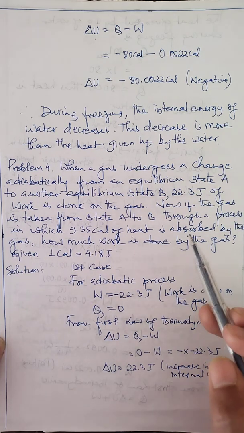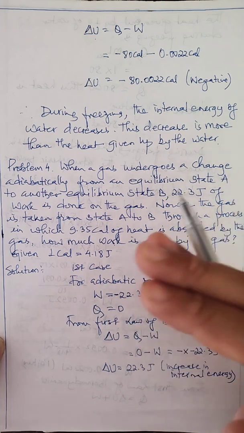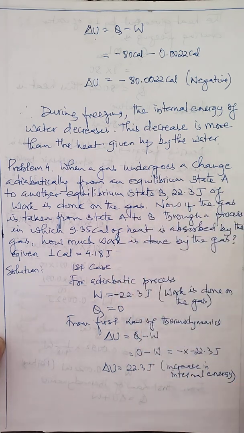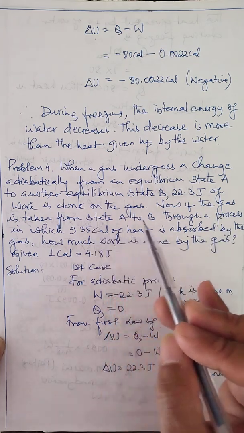But children, when we take the same system under the change of the same two states, whatever process takes place, the change in internal energy remains the same, because that gas is made up of the same number of molecules. So in the first part, when the process was adiabatic, the change in internal energy we calculated as 22.3 joule. The same change in internal energy takes place when the same gas undergoes change from state A to state B.